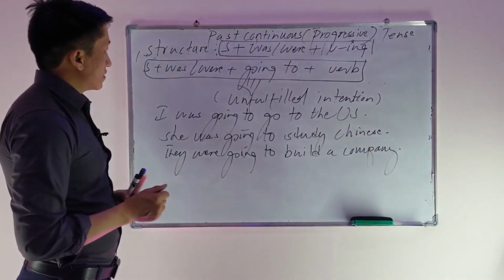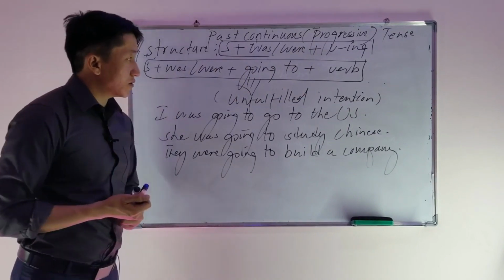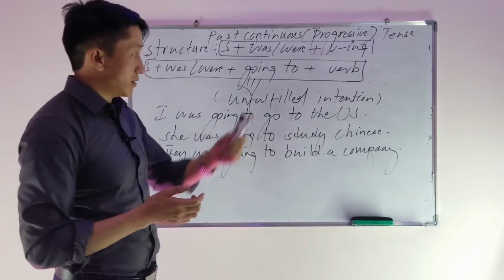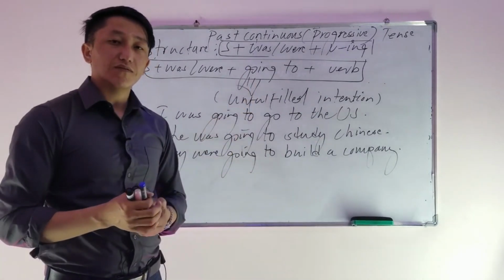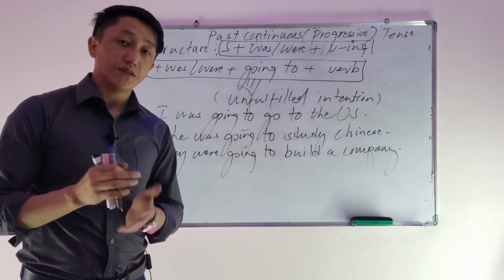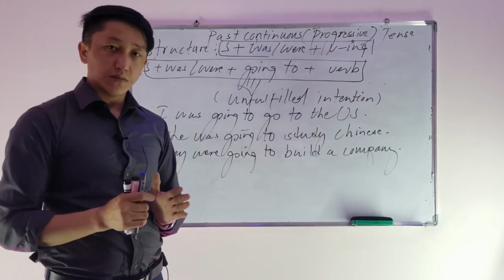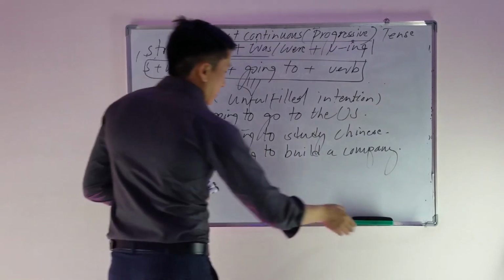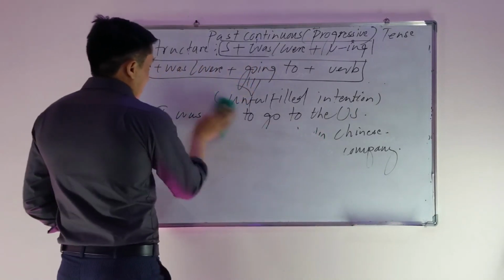So if I use this structure, subject plus was or were plus going to plus a verb, it talks about an unfulfilled wish in the past, an unfulfilled intention in the past. So when you could not do something in the past, we use this structure. Now this is how we can use past continuous tense in this one too.